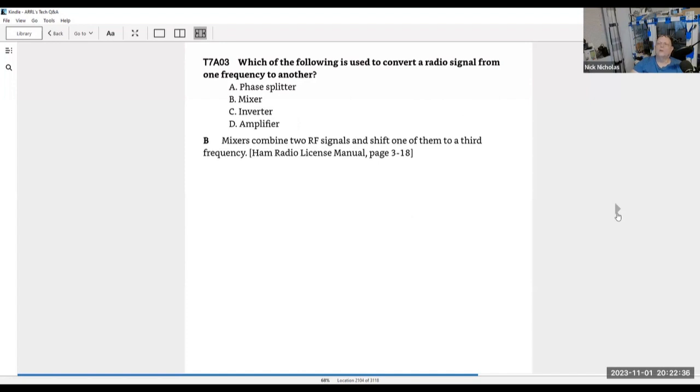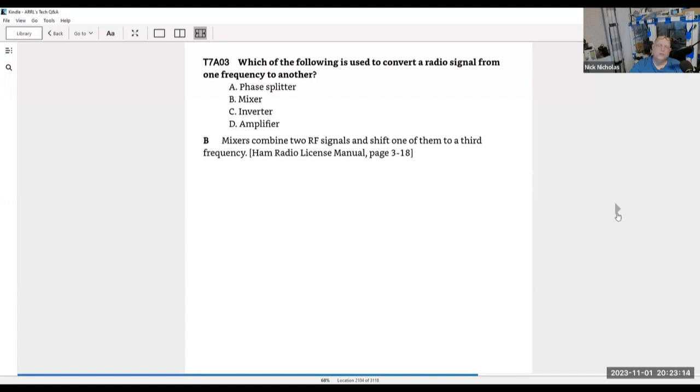Which of the following is used to convert a radio signal from one frequency to another? I covered this. This is the mixer. A special type of mixer that combines your audio with the fundamental frequency to carry the information in your audio is called a modulator, in an AM or single sideband radio. In FM, it is also a modulator. It's an FM modulator, a special type of mixer. Special because of its use.